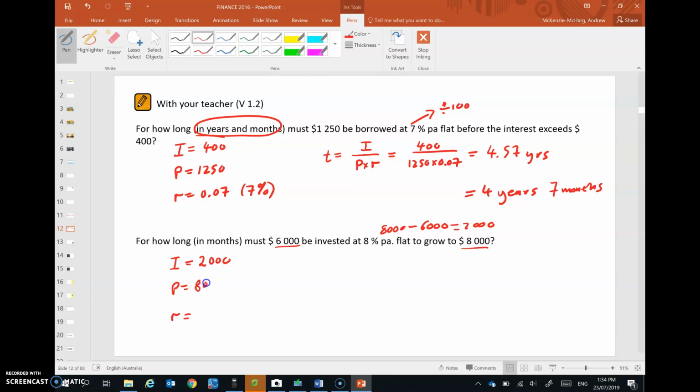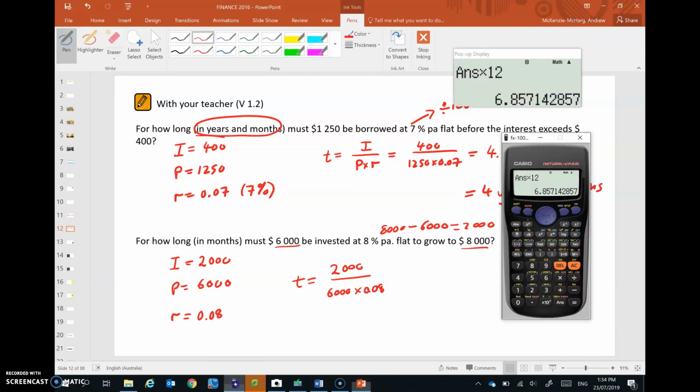Principal, 8,000, beg your pardon, 6,000, the original amount. That's how much is invested. Our rate of interest, 8% as a decimal, 0.08. We're going to use the same version of the formula because they're asking us about time again. Only this time they don't care about years and months, they just want to know months. So that's slightly different at the very end.